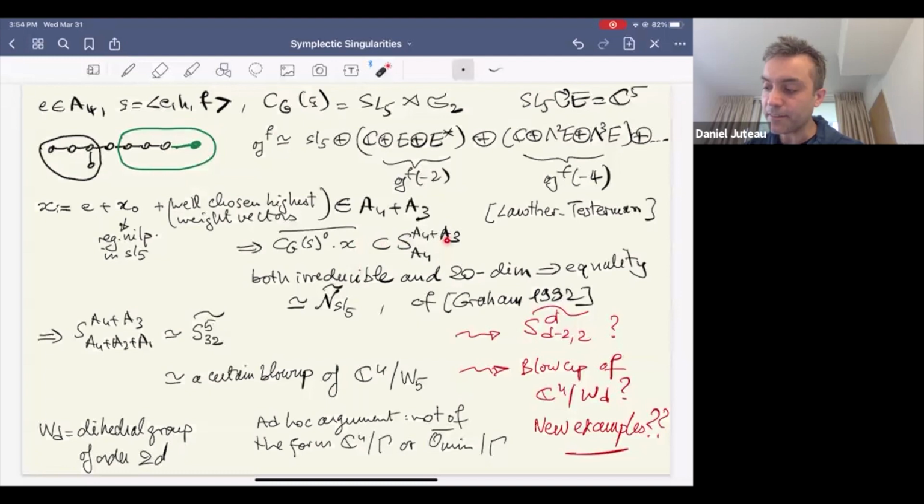And we use many times this argument, which was already in Kraft and Procesi: you have an inclusion and you have the same dimension. Then you have to know how many irreducible components there are, but here there's only one. So we must have equality. So it's a nice homomorphism. So really, this slice is a cover of the nilpotent cone of SL5.